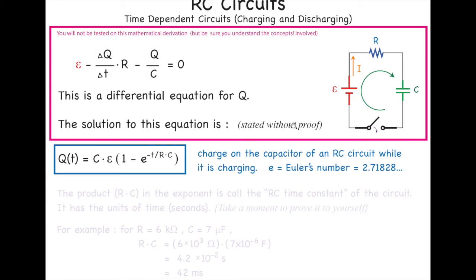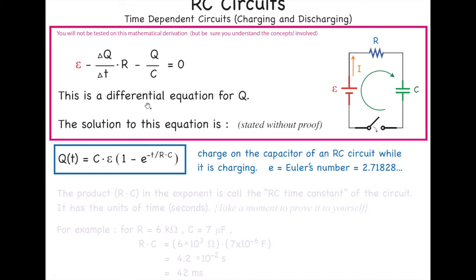The solution to this, again, goes beyond the math that we were required to have in this course, so we'll just state without proof that the solution to this differential equation is q of t equals C times EMF times 1 minus e to the power of minus t over RC. Whereas we won't go to proving that this comes out of this, we can actually show that this is definitely a solution to this.